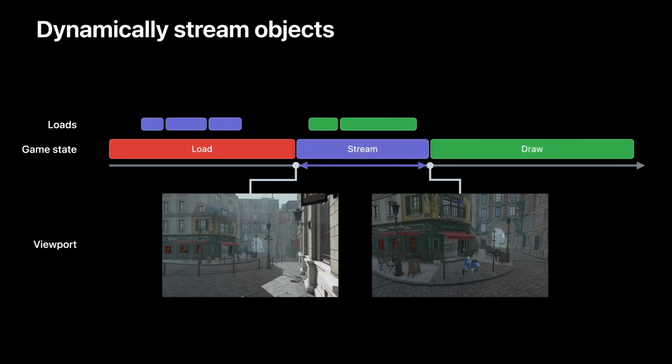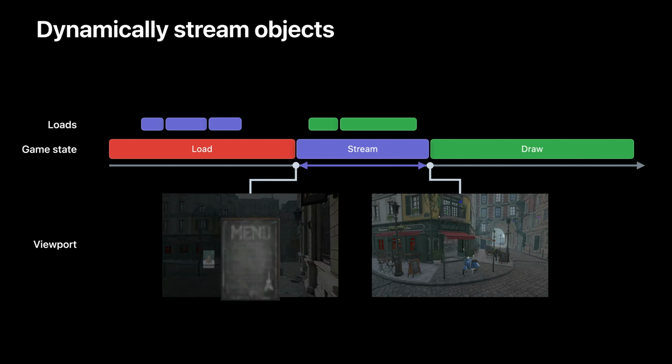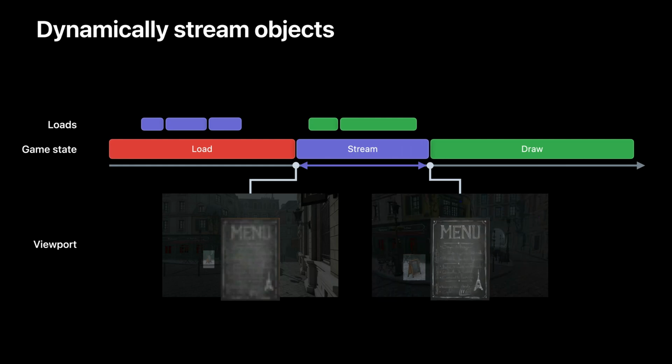Games can improve this experience by dynamically streaming objects as the player gets closer to them. This way, the game only loads what it needs at first and gradually streams other resources as the player moves through the level. For example, the game initially loads this chalkboard at a lower resolution, but as the player walks towards it, the game loads a higher resolution version. This approach reduces the time the player waits at the loading screen. However, the player might still see lower resolution items in the scene even when they're up close, because it takes too long to load the high resolution versions.